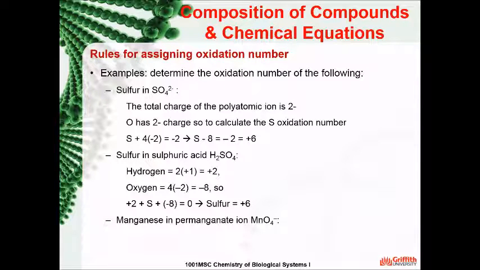How about the oxidation number of manganese in the permanganate ion MnO4-? Oxygen is equal to 4 times -2, so that equals -8. Therefore, the manganese must be +7.